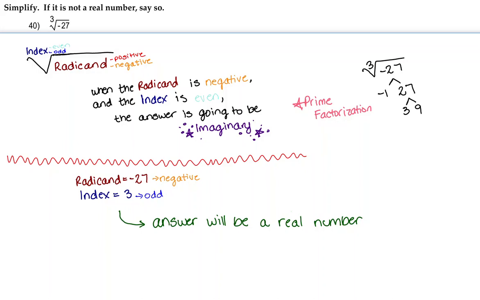And then I'm going to keep going as much as I can with that number. So the 9 also has the smallest factor of 3, so I'm going to divide the 9 into 3 and write the other factor here, which is also 3. So I'm going to rewrite the radical, but I'm only going to write the factors that I broke it down into. So I broke it down into negative 1, 3, 3, and 3.